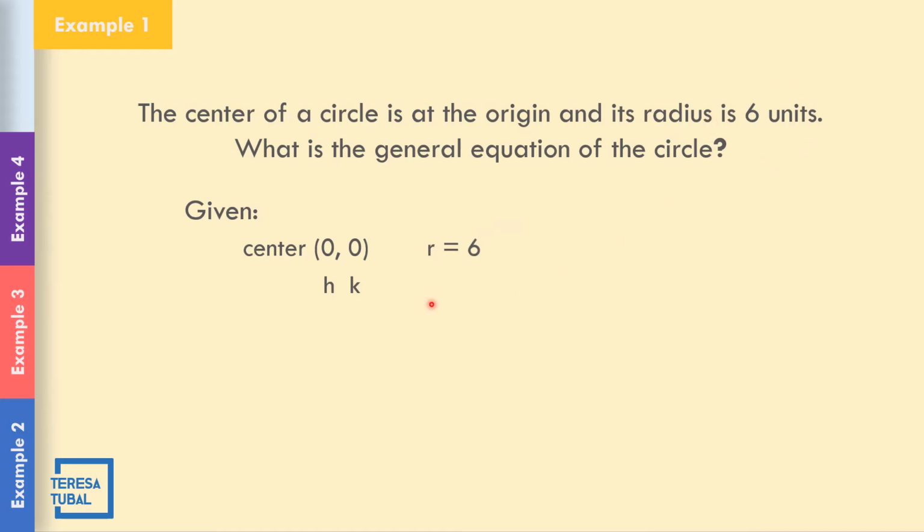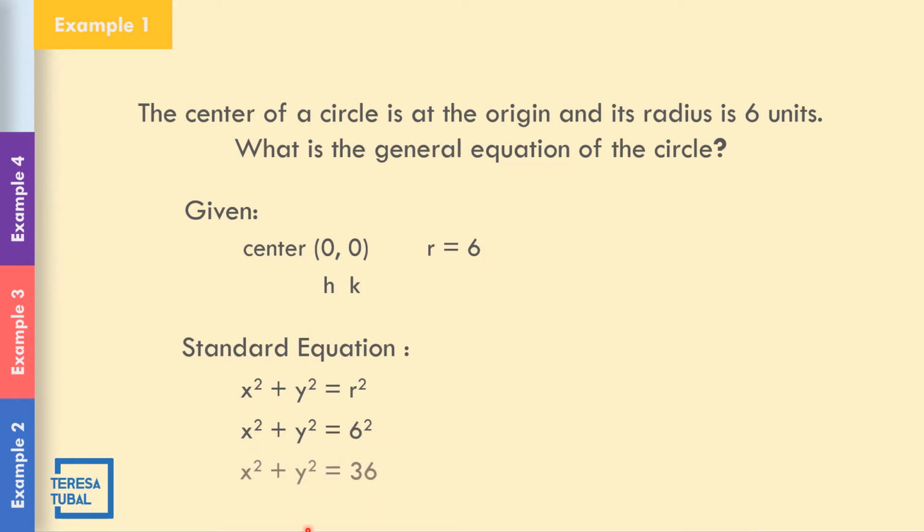So to identify the general equation of the circle, let us proceed first to the standard equation of the circle. So this is case 1 because the center is at the origin. So it means x squared plus y squared is equal to r squared. So we only replace r because h and k are equal to 0. So copy x squared plus y squared equals the radius, that is equal to 6 squared. 6 times 6, the answer is equal to 36.